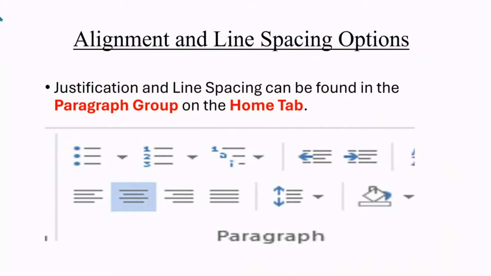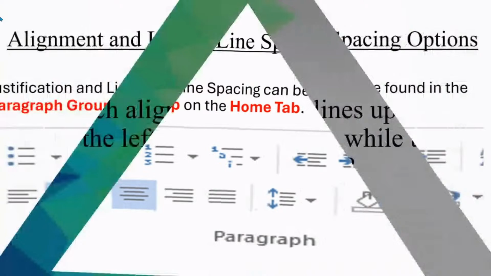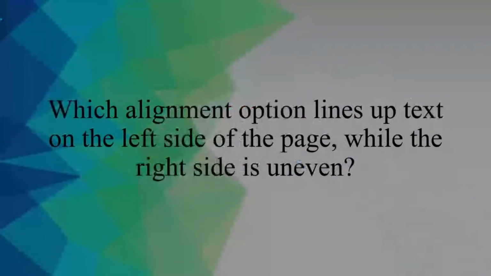All right, moving right along into our next question. Which alignment option lines up text on the left side of the page while the right side is uneven? So everything on the left side is even, but the right side is uneven. What's the name of that alignment option?